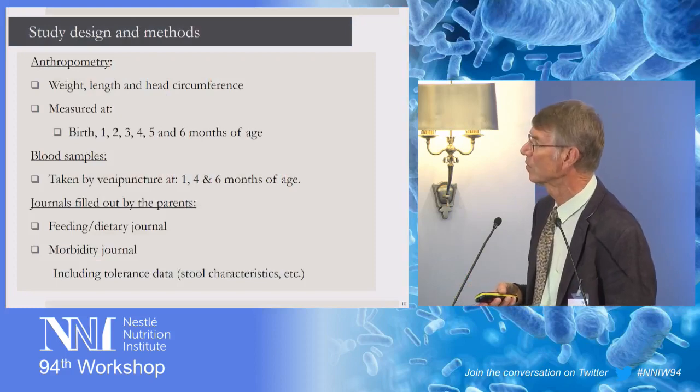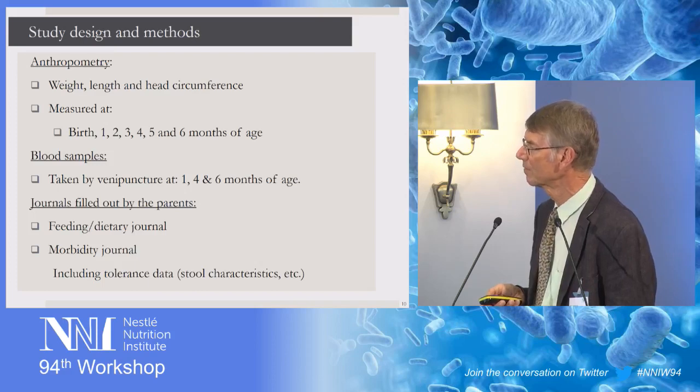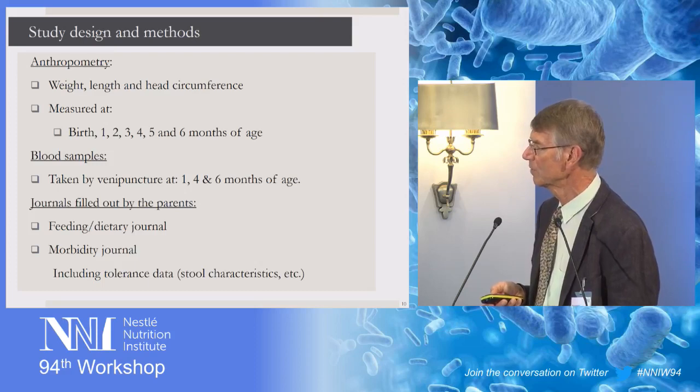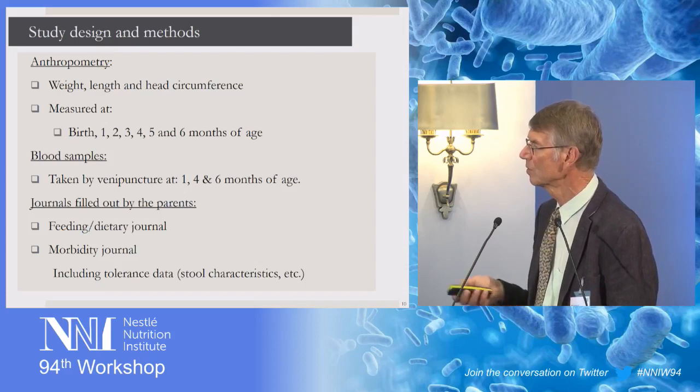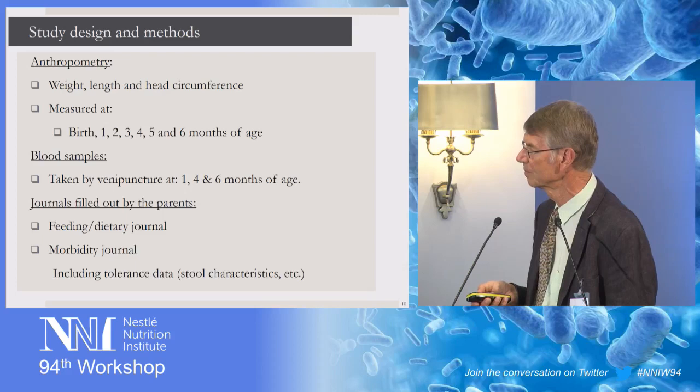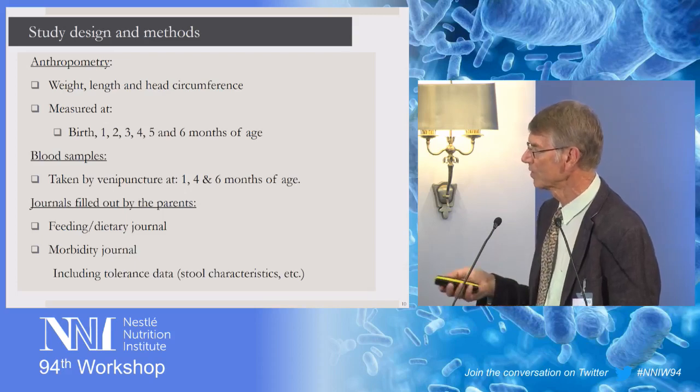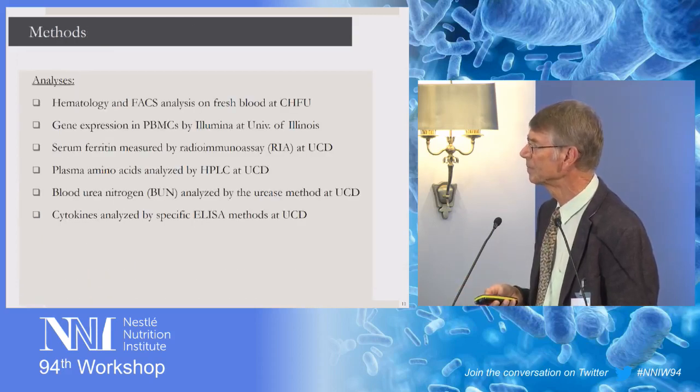And we did, of course, anthropometry. We measured it at birth and every month up to 6 months of age. We took venous blood at 1, 4, and 6 months of age, and the parents, together actually with the clinical staff, visited them to make sure that the information was obtained properly. There was a feeding and dietary journal where they recorded formula intake, and also there was a very detailed morbidity journal that was supervised by the clinician also. We got tolerance data, stool characteristics, etc.